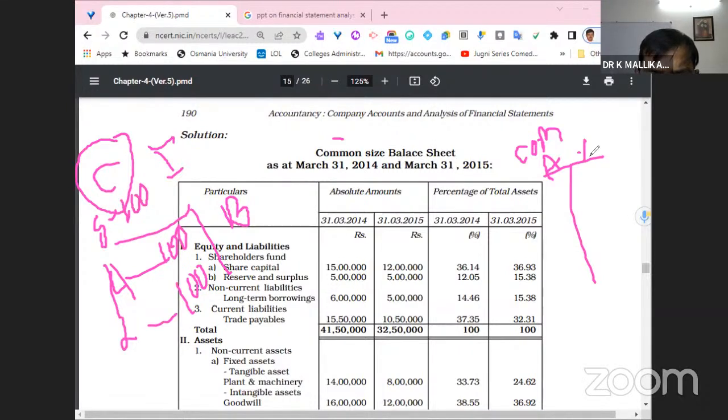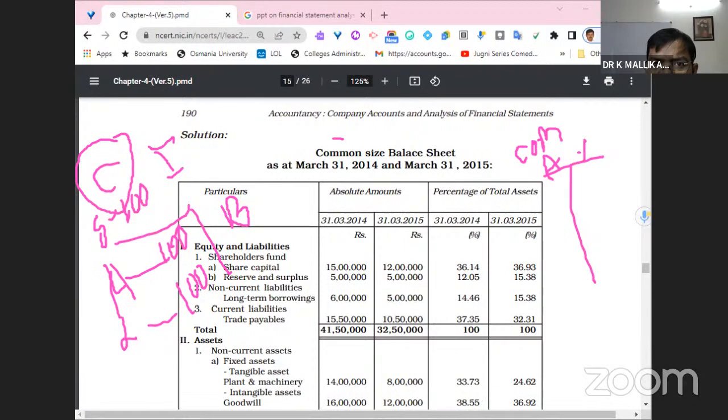Yes, sir. Clear, sir. Don't confuse between these two, comparative and common size. Both are different. Right? In the common size we take totals as 100, whereas in the comparative statement we take absolute figures, either positive or negative, and then the percentages. This 100 is in terms of percentage only, no, sir? Yes. All percentages are taken in 100. We assume that it's 100%.